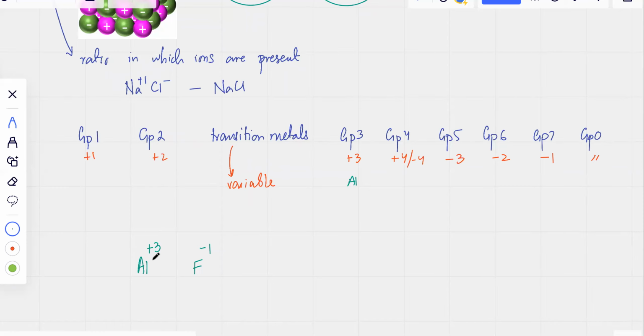Aluminium loses 3 electrons, because it's in group 3. Fluorine is just gaining 1 electron. Now the number of electrons gained and lost have to be equal. So there should be 3 fluorines because fluorine only gains 1. If you want fluorine to gain 3 electrons, you need 3 fluorines.